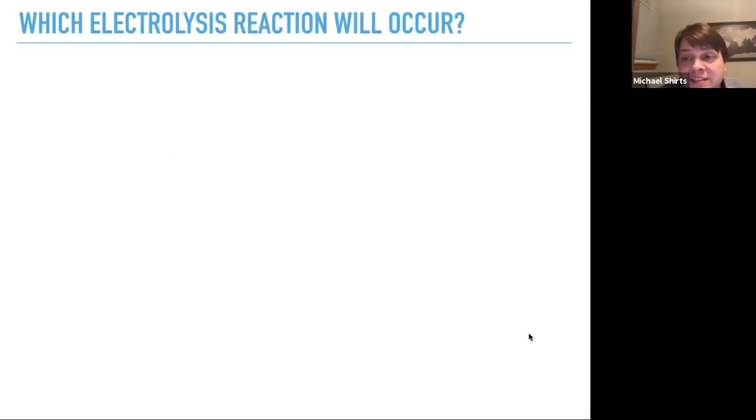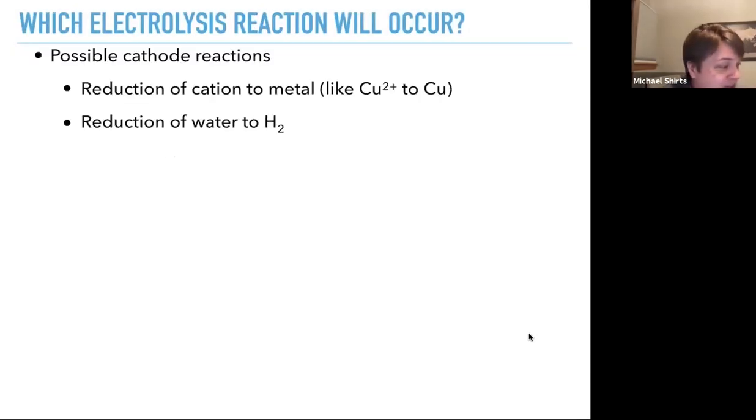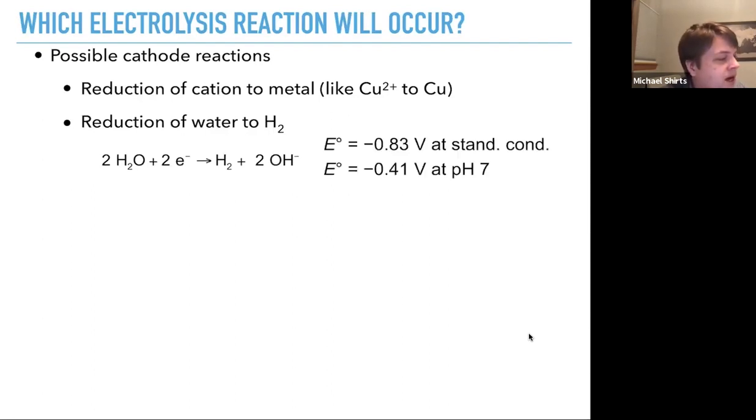So that's one of the important things to look at: what electrolysis reaction will occur. Possible cathode reactions, let's say it's an aqueous reaction: a reduction of cation to metal, or, in an aqueous solution, the reduction of water to H2. So you have to always compare to that. If you have an acidic or basic solution, you have to look at H plus and OH minus as well.